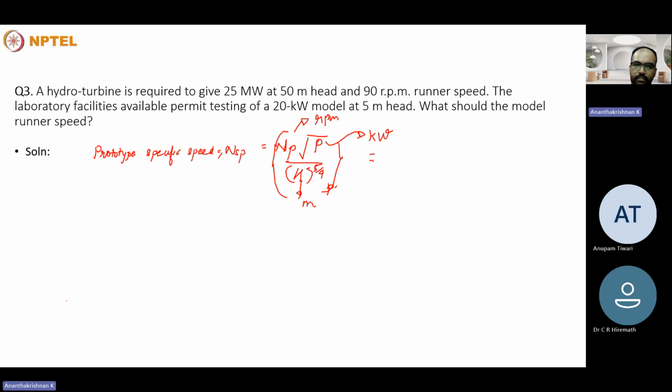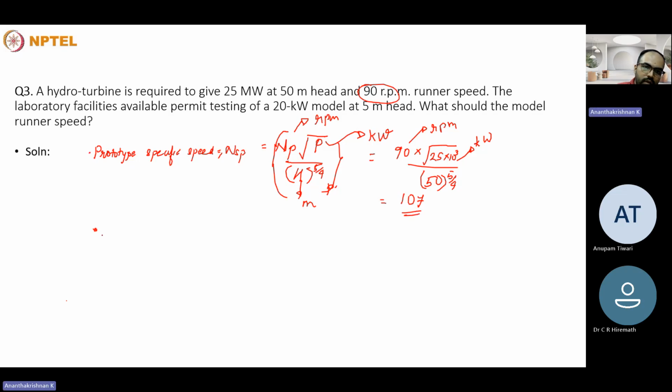So when we substitute it, N root P divided by H raised to 5 by 4. N is for the prototype, it is 90 RPM. And the power in terms of kilowatt will be 25 into 10 cube kilowatt. And the head will be in terms of meters, it will be 50 meters raised to 5 by 4. So the specific speed that is an equivalent parameter between the prototype and the model is equal to 107.